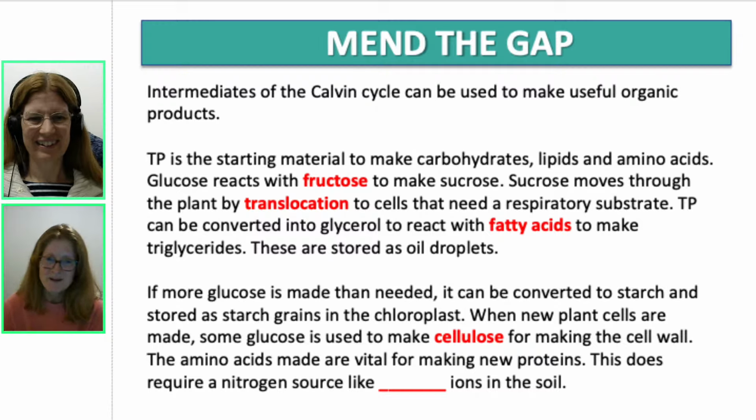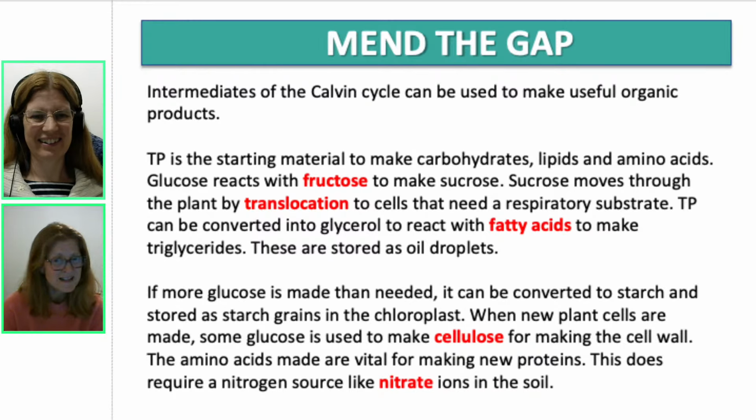The amino acids made are vital for making new proteins. This does require a nitrogen source. Like what? What actually is it? It's nitrate ions in the soil.